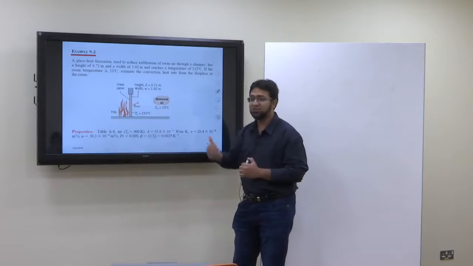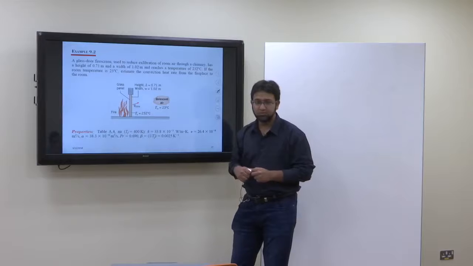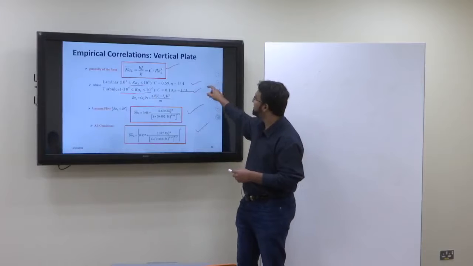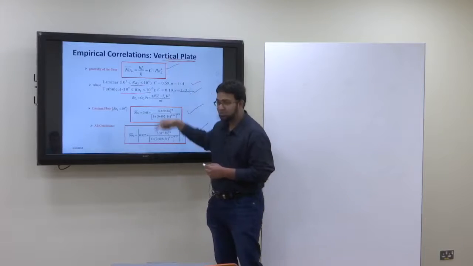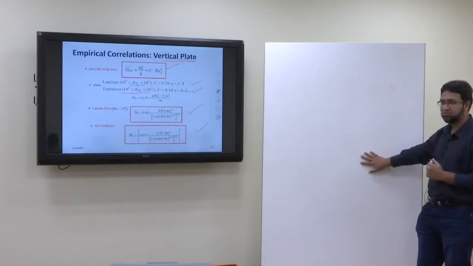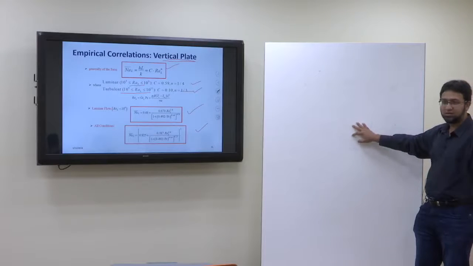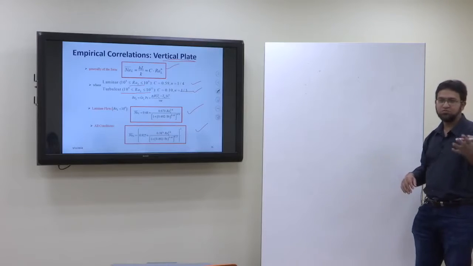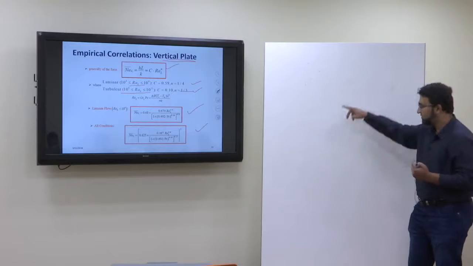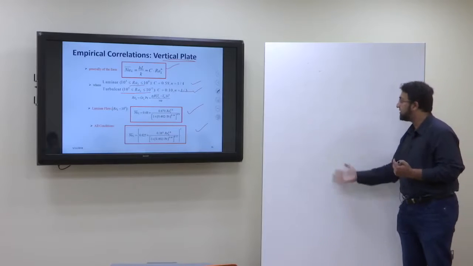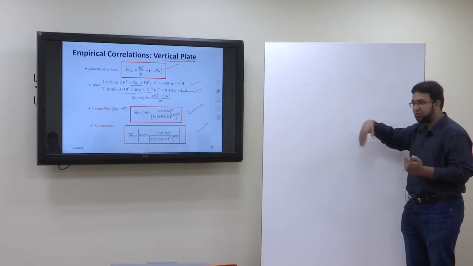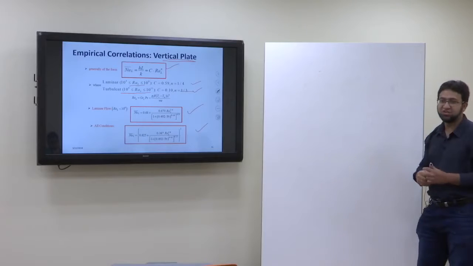So now we were about to start a numerical problem related to it. These 3 sets of correlations are basically for a vertical plate. Suppose this is the plate and it is heated, say 70 or 80 degrees, and the outside temperature T infinity is 24 or 25 degrees. Obviously, if it is heated, a boundary layer will develop and the air will heat up and move up. So there will be a flow because of the heated plate.